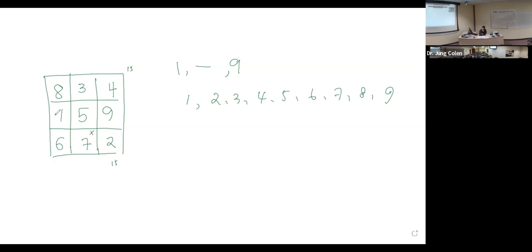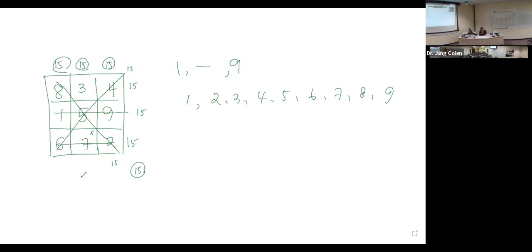Let's look at this column. What is it? Sum of the column? 15. Okay, how about here? 15. How about this column? 15. How about the diagonal? 15. How about this row? 15. How about this row? How about this row? 15. How about this diagonal? It's also 15. So we found them.